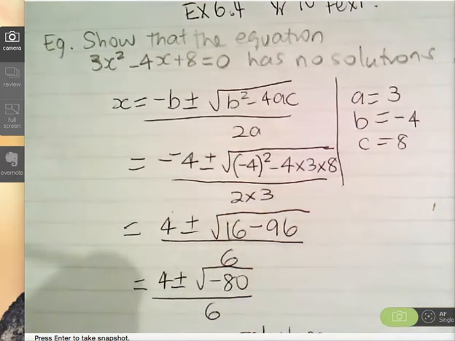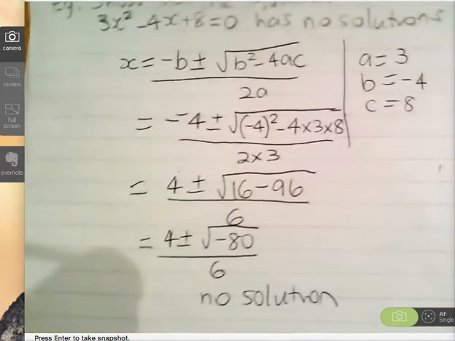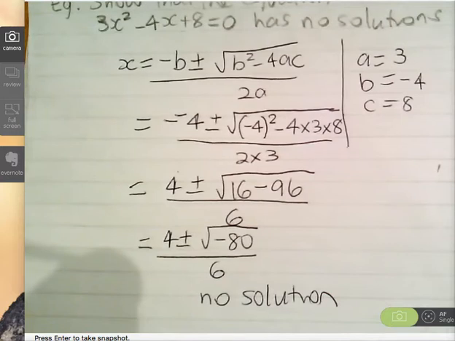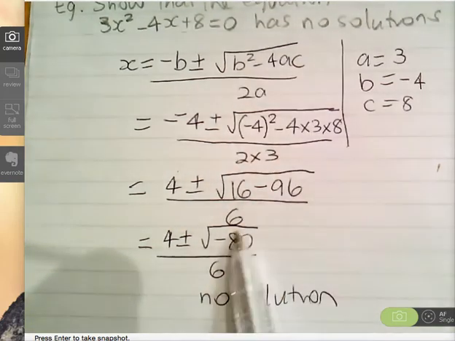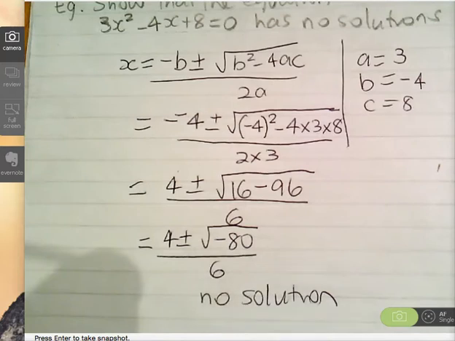The reason it has no solution is that we cannot take the square root of a negative number. Okay, so this therefore has no solution because we cannot take the square root of a negative number. So girls, if you're ever using the quadratic equation and what you get under the square root sign is negative, then there will be no solution for that equation.